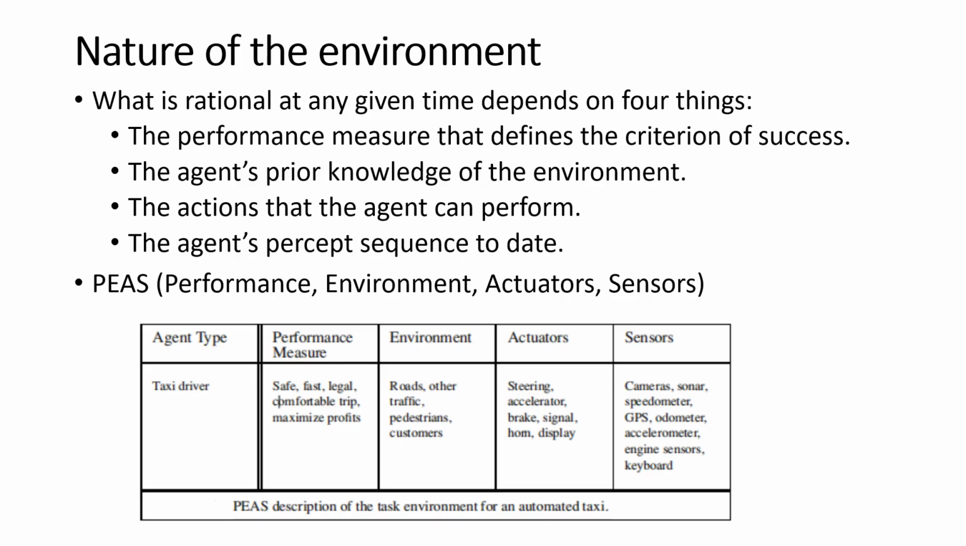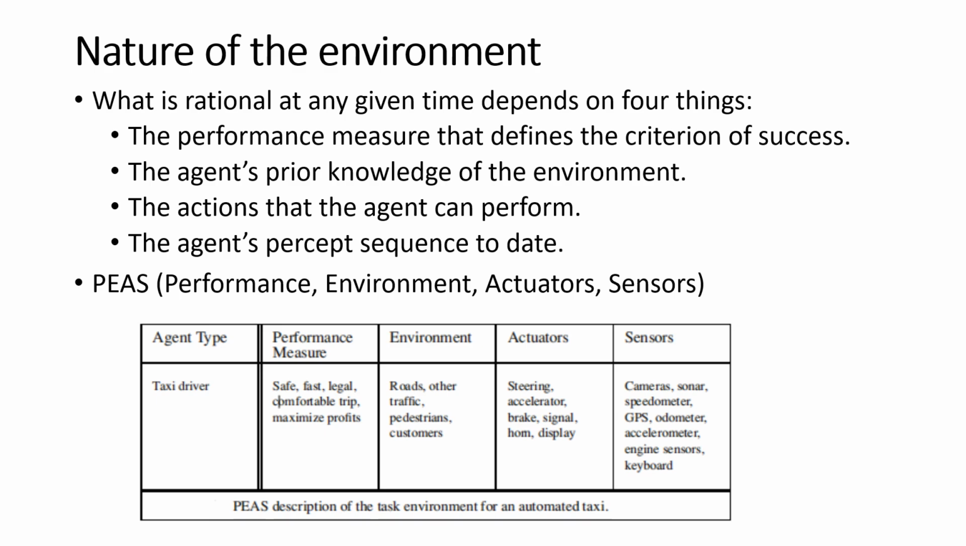So we will see PEAS. What is PEAS? Performance, environment, actuators and sensors. So simply we can say that PEAS is used to describe the task environment of an agent. So when we are designing an agent system, we have to consider these four factors: performance, environment, actuators and sensors.